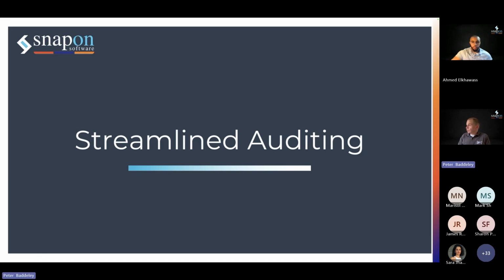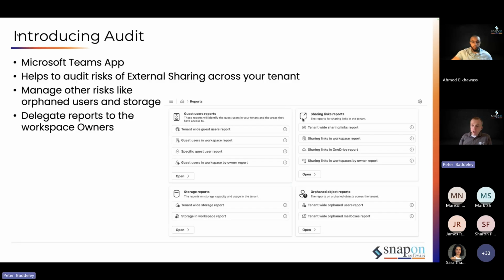So for the final few minutes of the presentation today, I wanted to cover how we help from SnapOn Software if that existing capability is a little bit disconnected or not what you're looking for. So one of our products is called Audit. It's available as a Microsoft Teams app. It's in the Teams store, and it helps organizations with auditing of external access.